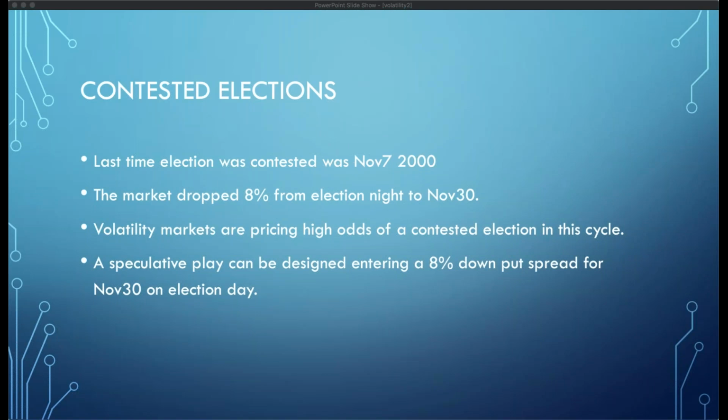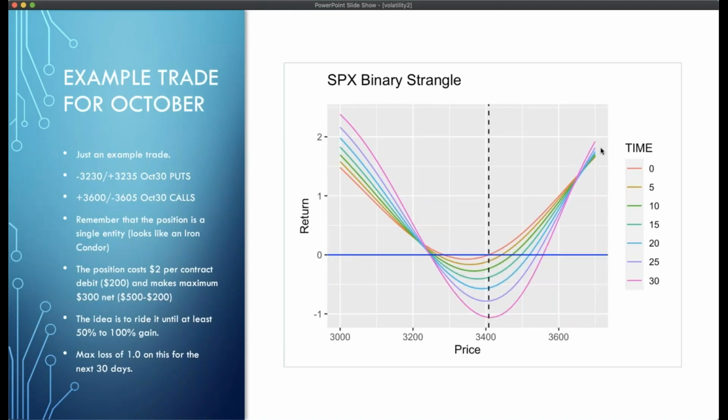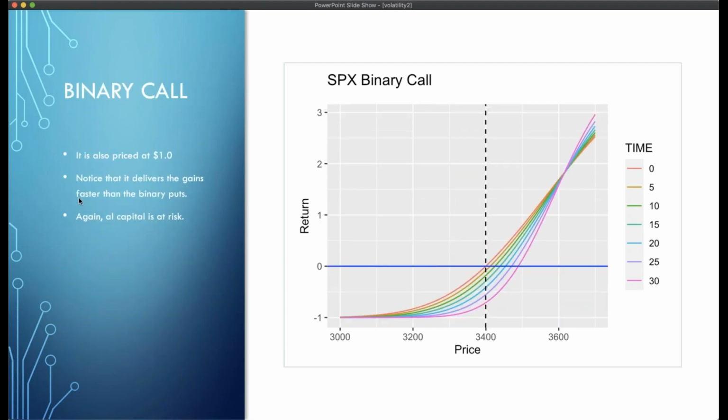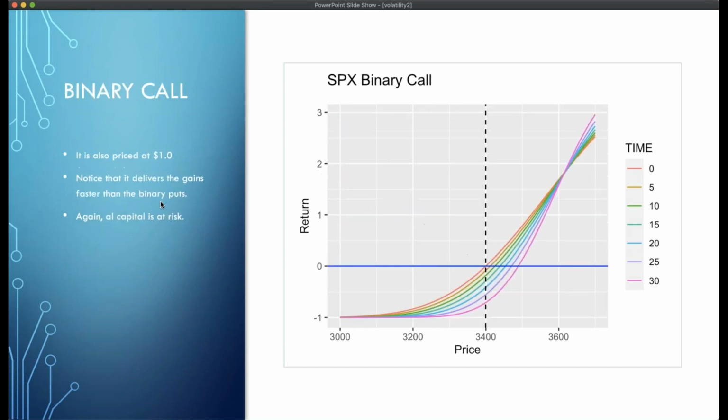I have a question. Can you give a real example of a SPX binary call option? I did that. This is the example. This is the binary call, and this binary call is just basically this leg of the trade, the leg with the 3,600, 3,605 October 30, the last day of October. So I basically just split this in two so you could see the behavior of the binary put on its own and the behavior of the binary call on its own. So that's kind of how this thing works.